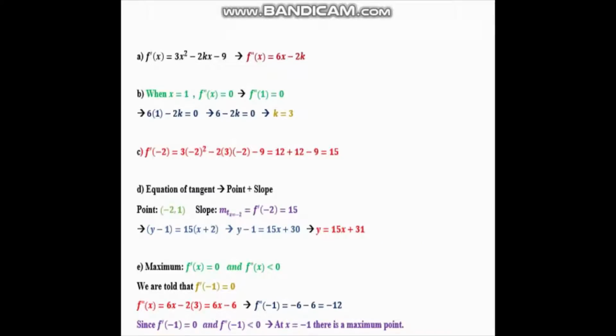So there is my point, (-2, 1). There is my slope, 15, which is f dash of negative 2, which I've obtained in C. Now, I just use the point slope formula, which I've done right there, and I expand and distribute and simplify until I obtain the final equation in red right there.